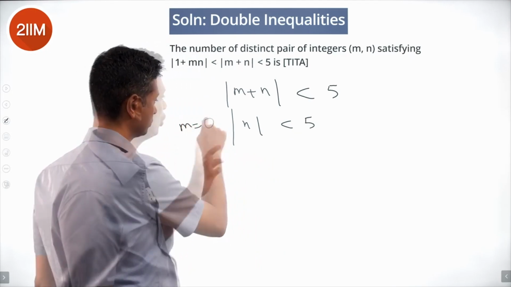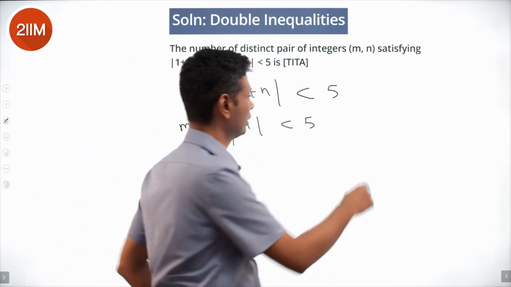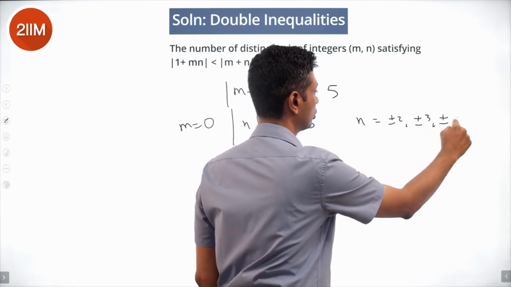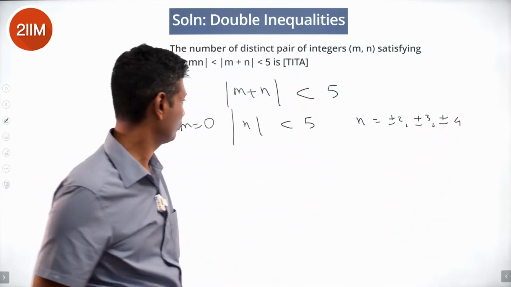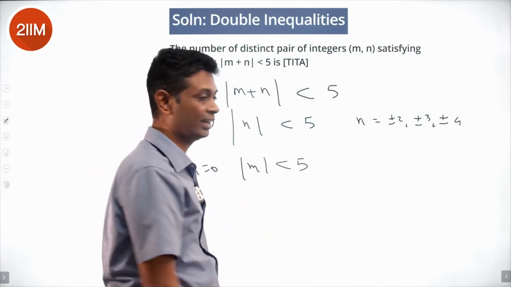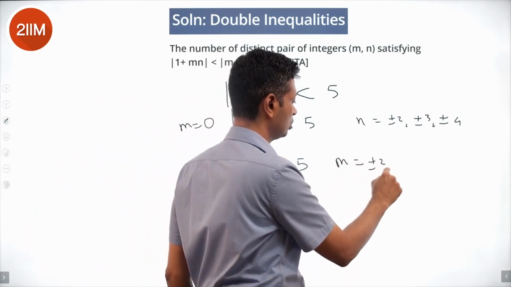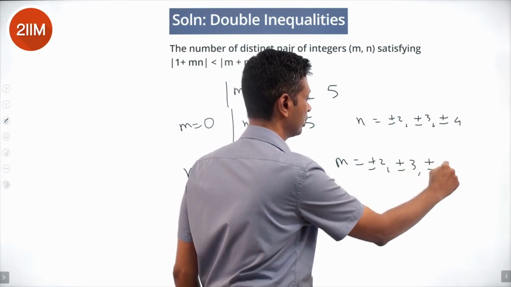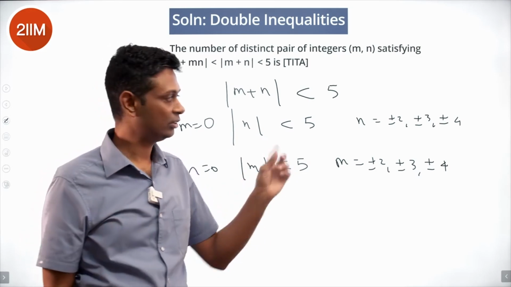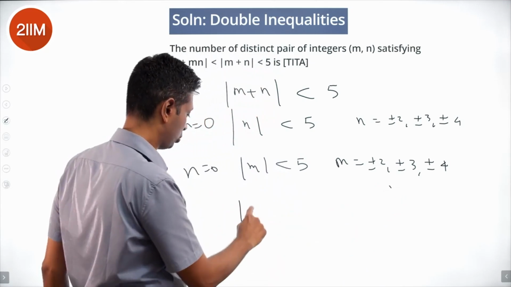When m is 0, mod n is less than 5, and n has to be greater than 1, so n can be 2, 3, 4. N could be plus or minus 2, plus or minus 3, plus or minus 4. Exact opposite: if you put n equal to 0, we have mod m less than 5. We know mod m has to be more than 1. M could be plus or minus 2, plus or minus 3, plus or minus 4. So (0, 2), (0, minus 2), (0, 3), (0, minus 3), (0, 4), (0, minus 4). 6 possibilities, plus 6, 12 possibilities.